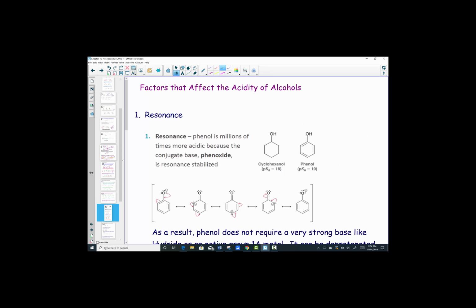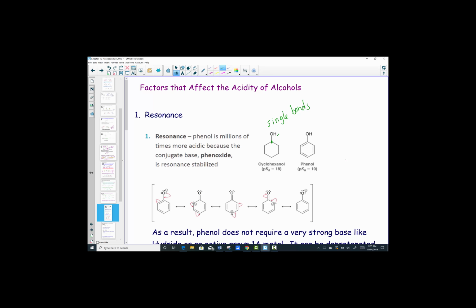When we look at factors that affect the acidity of alcohols, there are 3 factors that we'll talk about. The first of those 3 factors is resonance. Resonance of phenols makes this millions of times more acidic just simply because it is resonance stabilized. So look at the difference here. This is a cyclohexanol, all single bonds.